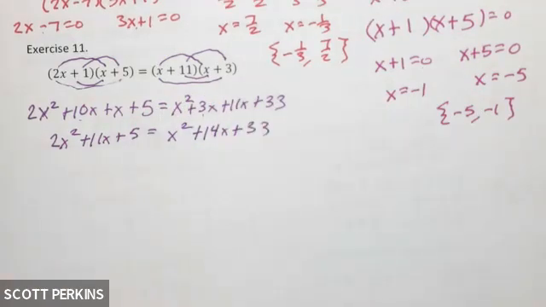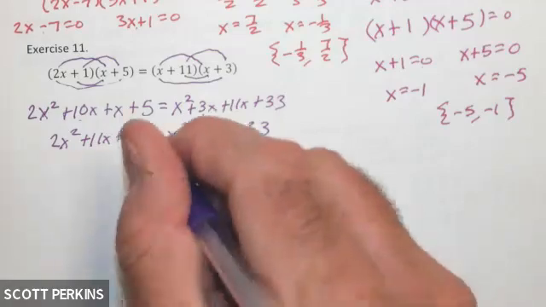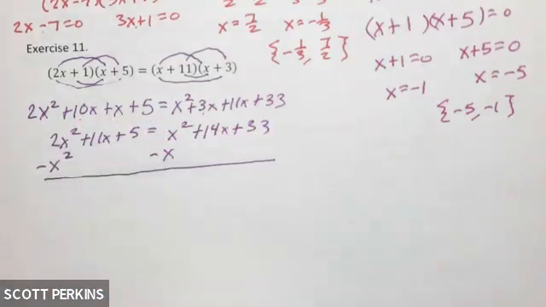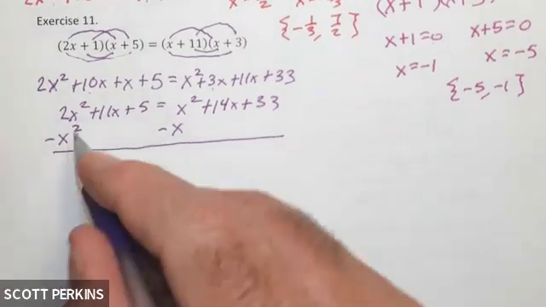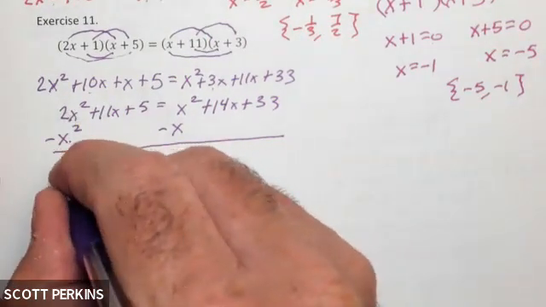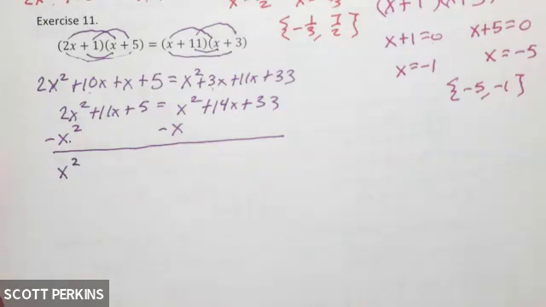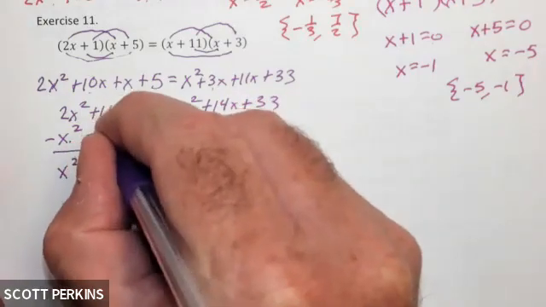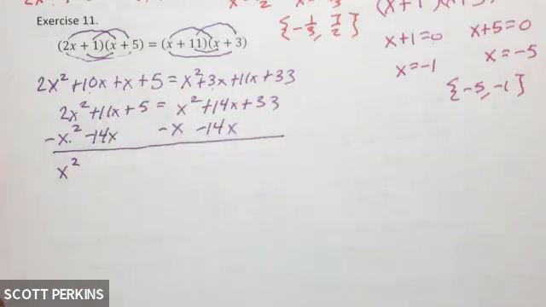So just like the last problem, I have to have this equal to 0. Okay, no choice. So I'm going to take everything and move it over onto the left. That means I'm going to subtract this x squared from both sides. And when I do that, I have 2x squared minus x squared is 1x squared. I'm going to subtract the 14x from both sides. 11x minus 14x is negative 3x.